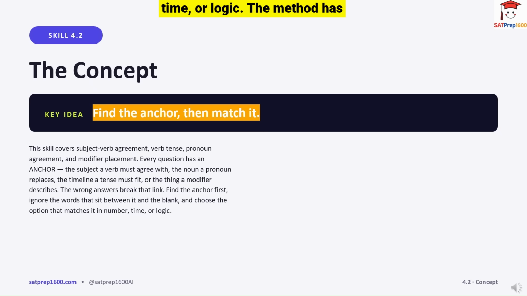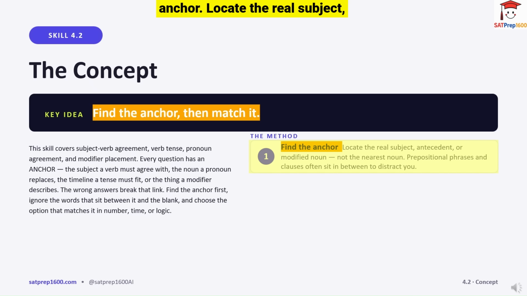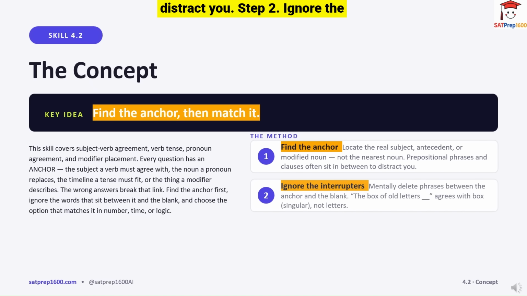The method has 3 steps. Step 1. Find the anchor. Locate the real subject, antecedent, or modified noun, not the nearest noun. Prepositional phrases and clauses often sit in between to distract you. Step 2. Ignore the interrupters. Mentally delete phrases between the anchor and the blank. The box of old letters blank agrees with box, singular, not letters.